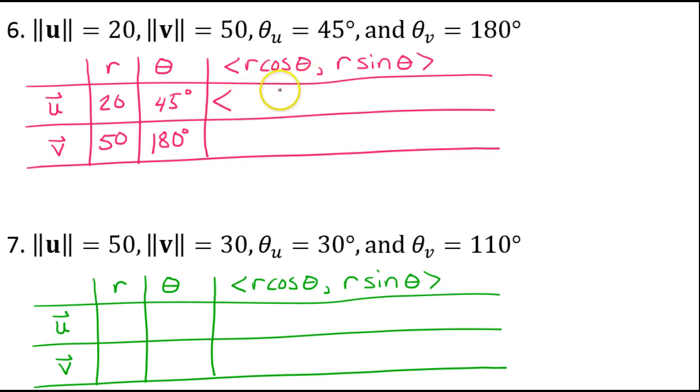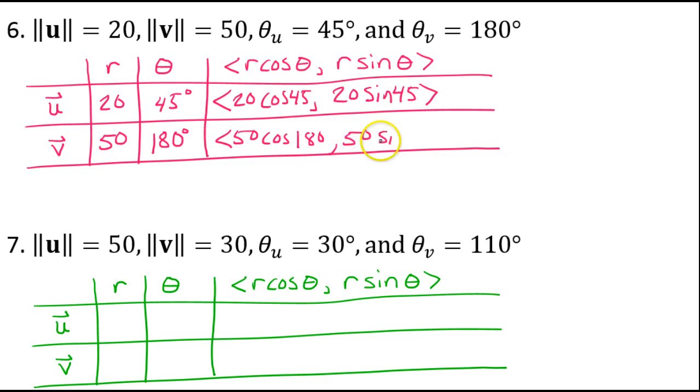To form the components, I can do r cosine theta, so that would be 20 cosine 45, and r sine theta, so that would be 20 sine 45. And then for vector v, that would be 50 cosine 180 and 50 sine 180.